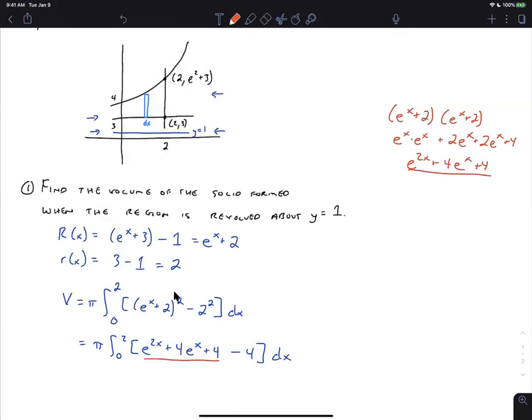All right, and now the plus 4 and minus 4 happens to cancel out. So we get pi times the integral 0 to 2 of e to the 2x plus 4 e to the x dx. And now from there, it's a lot easier to evaluate. Everybody good?